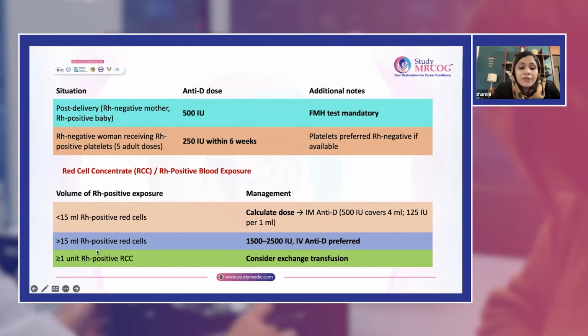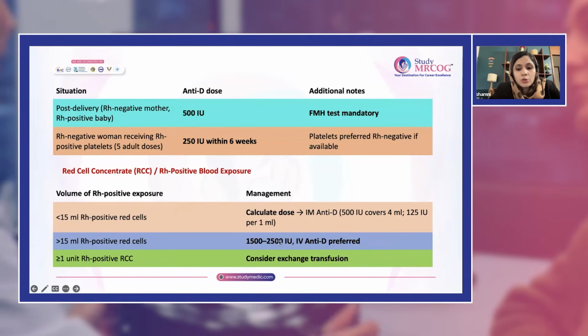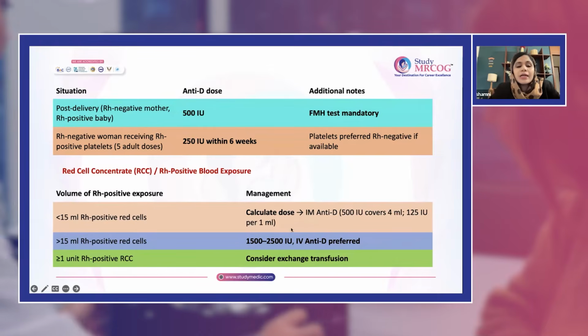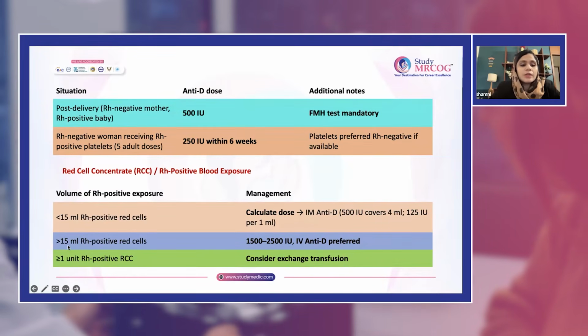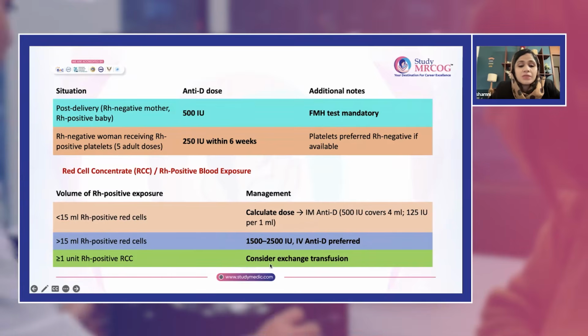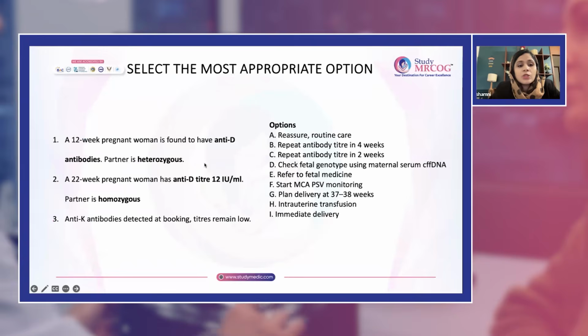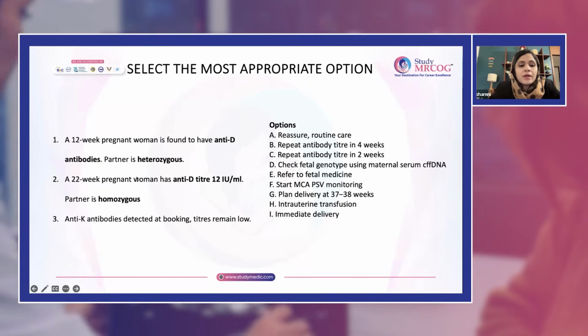If it's more than 15 ml Rh positive red cells, we have to give 1500 to 2500. Usually IV is preferred here because more than 15 ml is there. More than or equal to 1 unit means we have to consider exchange transfusion. So let's discuss some questions.